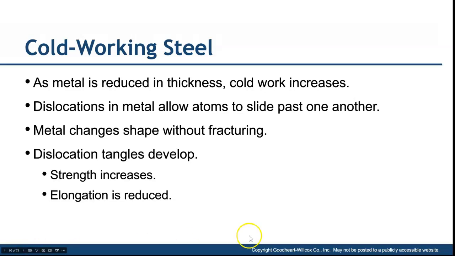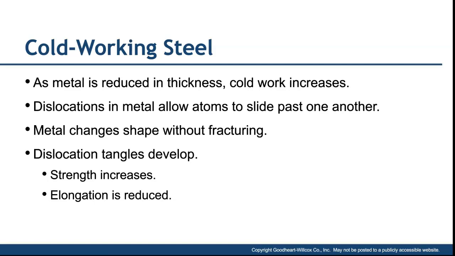So let's take a look. Cold working steel. Everything up to this process has been what we refer to as hot working that steel, where we are at higher temperatures, usually up above 1800 or 1900 degrees Fahrenheit. Now we're going to talk more about how we cold work this steel as well.